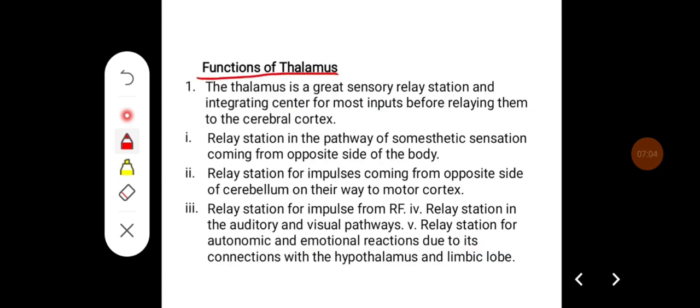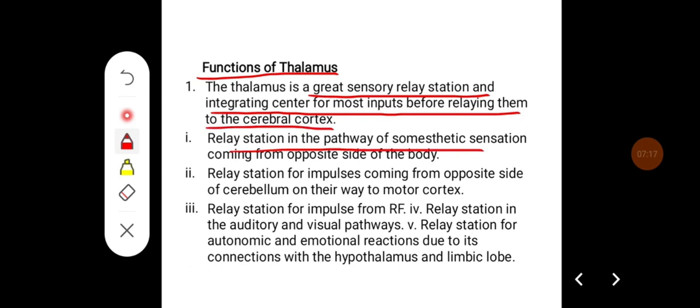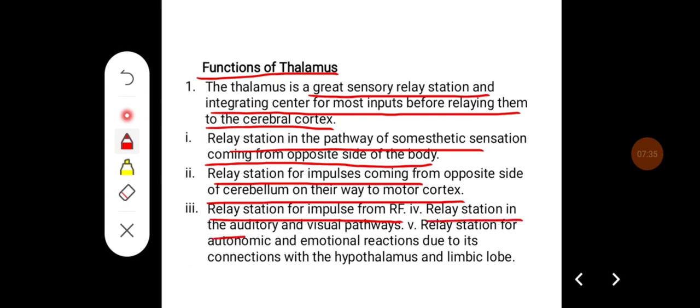So the important functions of the thalamus are: the thalamus is a great sensory relay station and integrating center for most inputs before relaying them to the cerebral cortex. It is a relay station in the pathway of somesthetic sensation coming from the opposite side of the body, and a relay station for impulses coming from the opposite side of the cerebellum on their way to the motor cortex. It is a relay station for impulses from the reticular formation, and in the auditory and visual pathways.